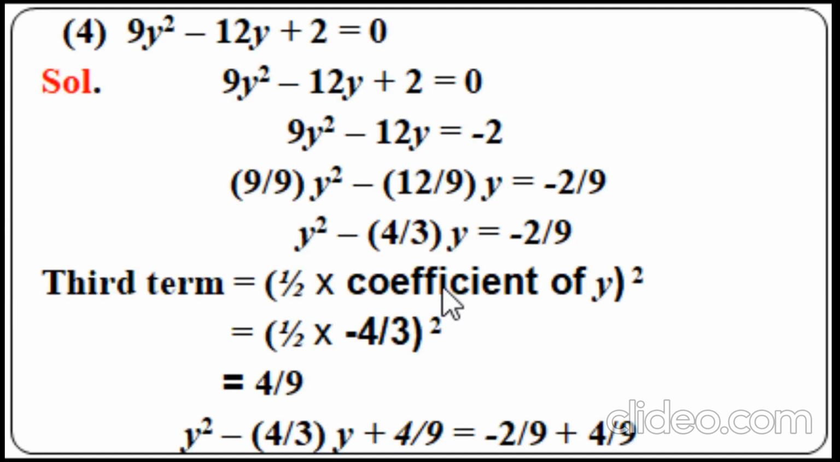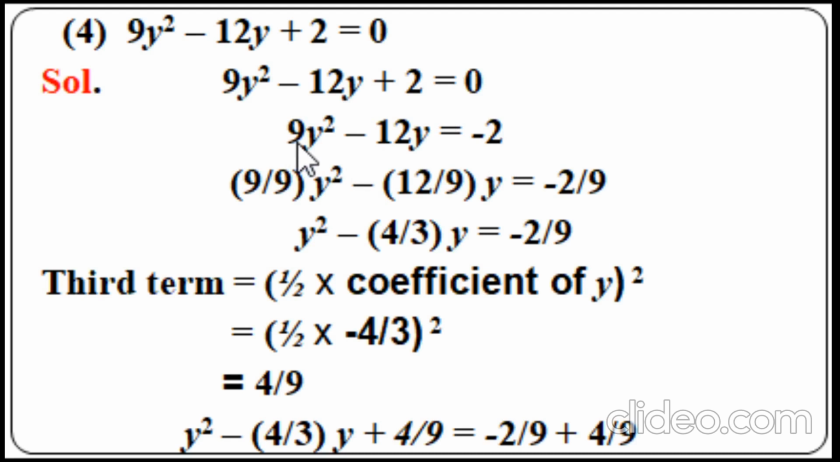Question number 4. 9y square minus 12y plus 2 is equal to 0. This can be written as 9y square minus 12y is equal to minus 2. See, the coefficient of y square should be 1 to solve this equation by this method.